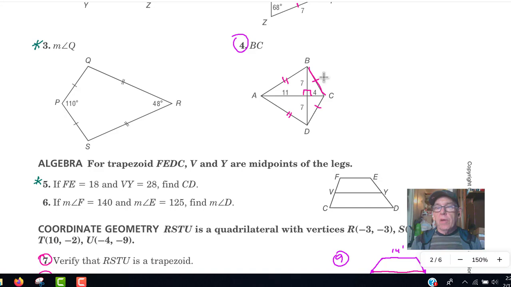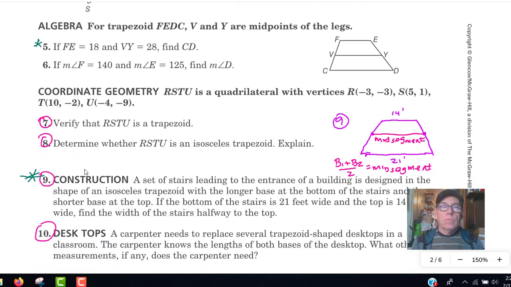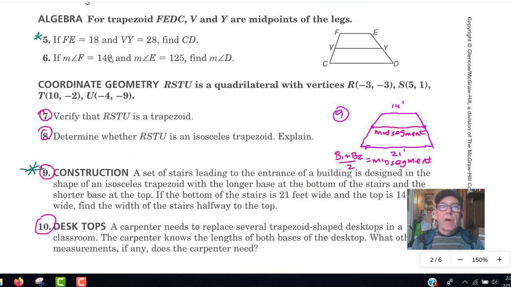So we can figure out what this distance is here by basically doing the square root of 7 squared plus 4 squared. So 7 squared is 49, 4 squared is 16. That gives us square root of 65. So BC is the square root of 65 units long. Okay, number 5 is one that you need to do.